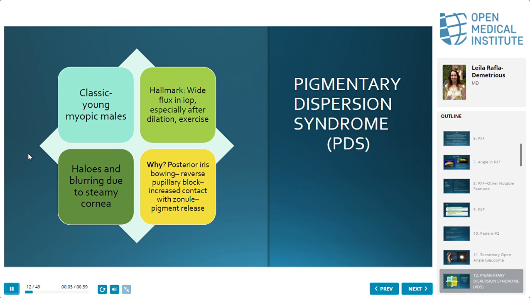The classic academic book thing is for young myopic males, but we do also see it in females. The hallmark is really very wide fluctuation in intraocular pressure, especially after dilation or exercise. People complain of halos and blurring, which is really due to steamy corneas. And the mechanism here is that the iris is bowing posteriorly, causing a reverse pupillary block with increased contact with the zonule. So the zonule is literally rubbing the pigment off of the back of the iris.